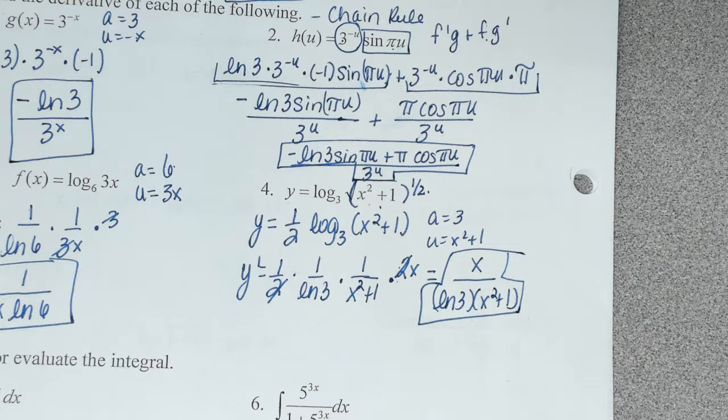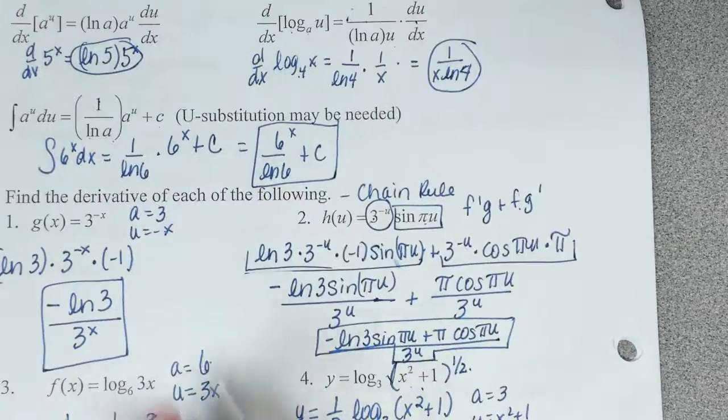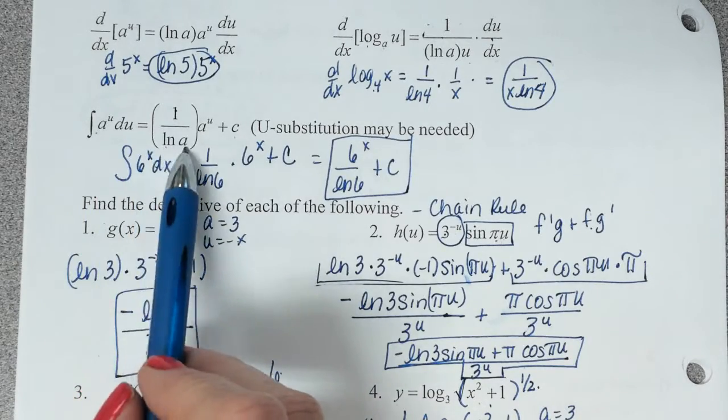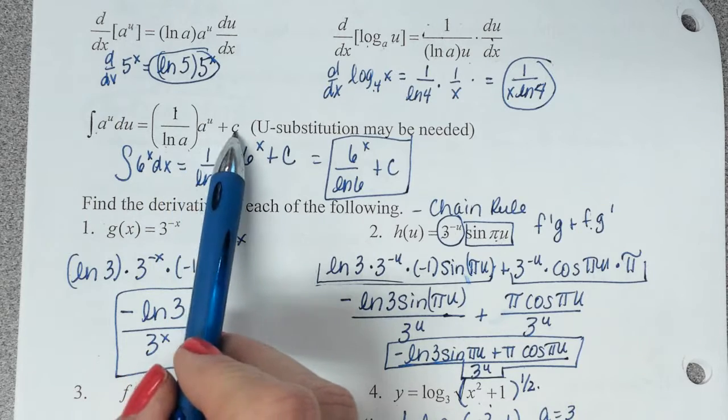All right, so now let's switch gears. We're going to be integrating now. So let's look back at our integration formula. The integral of a to the u is 1 over natural log a times a to the u plus c.